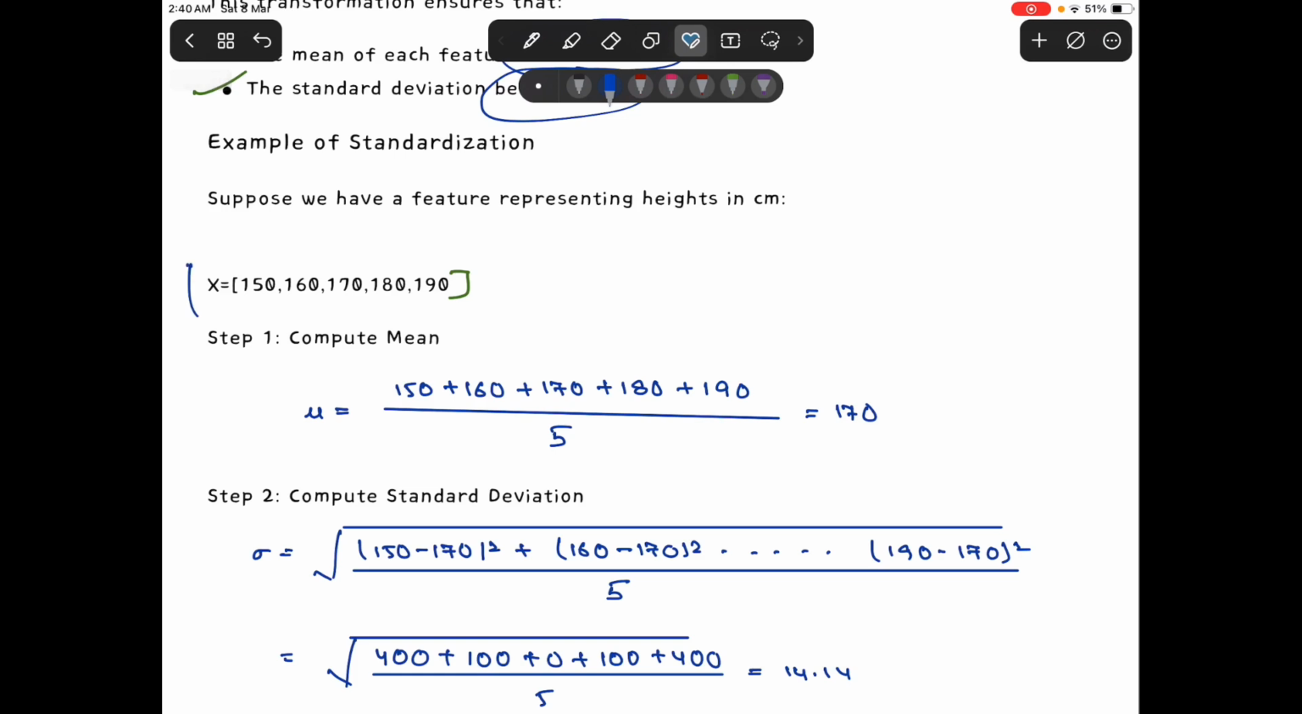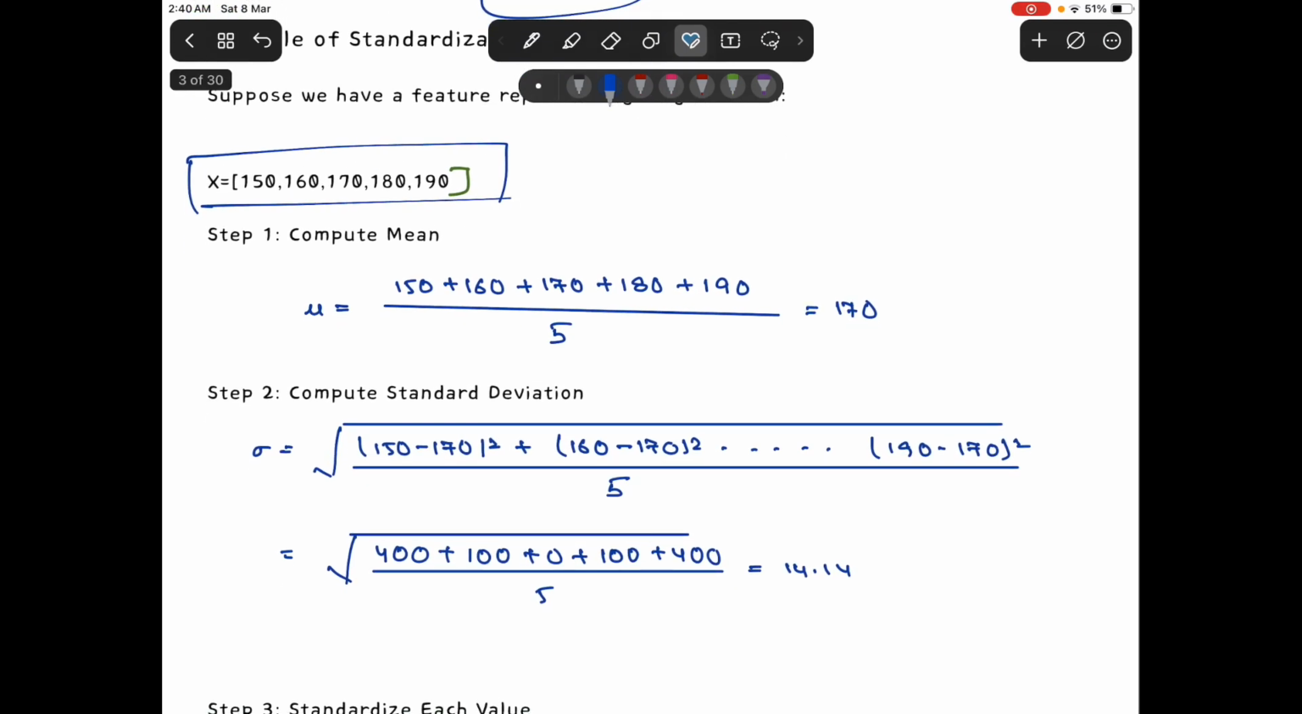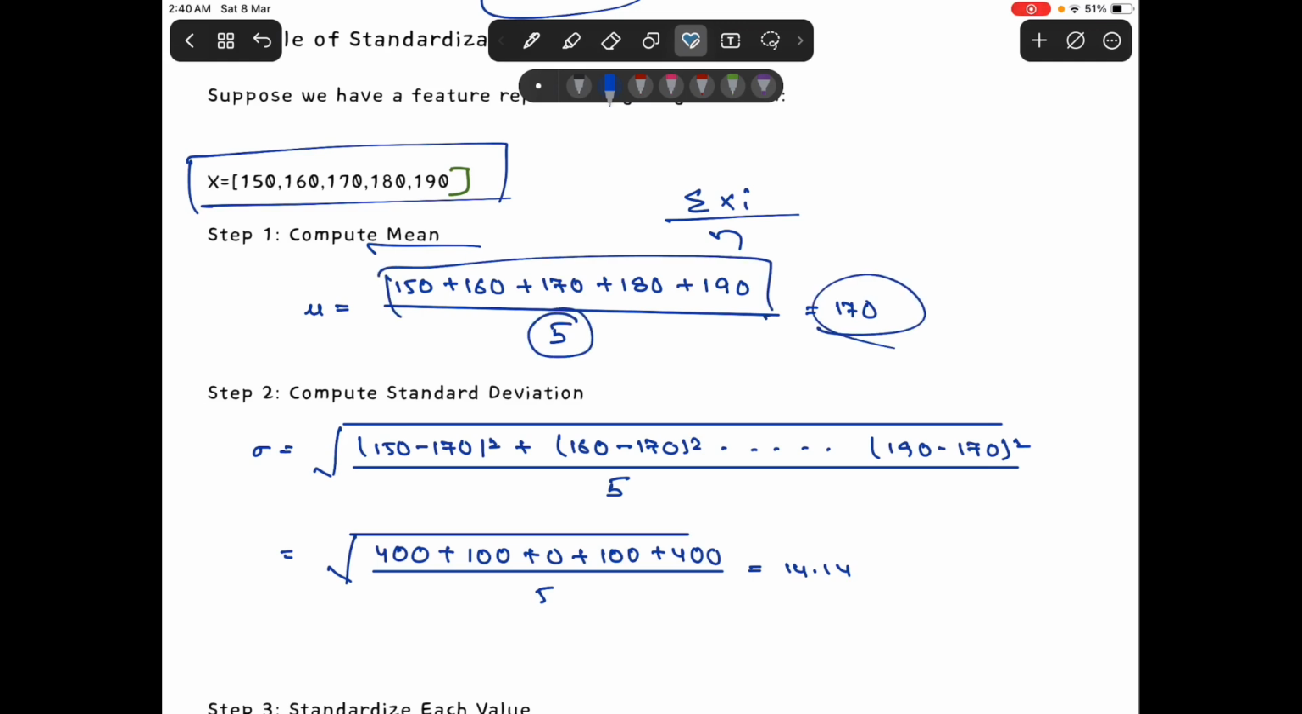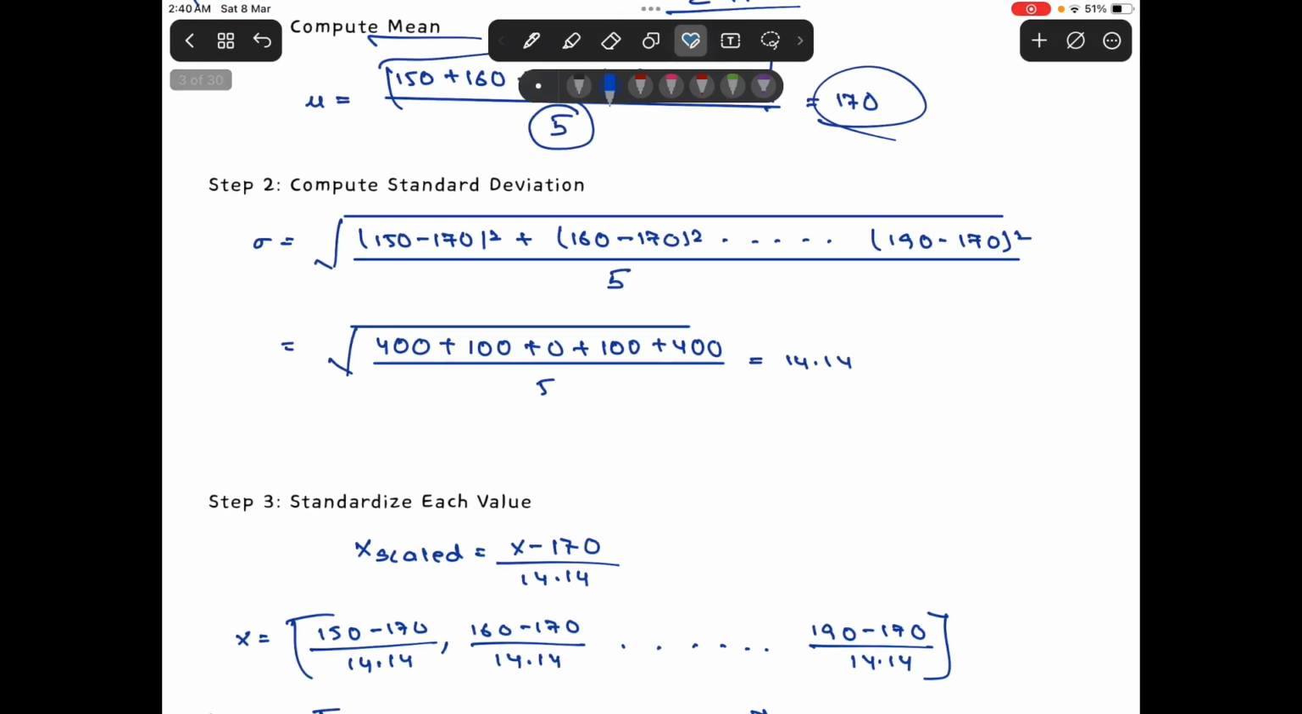If we have data points 150, 160, 170, 180, 190, we will first compute the mean value. Mean will be the sum of all the data points divided by the total number of data points. The total number of data points is 5, and this is the sum of all the data points. We got 170 as our mean. Then we will compute the variance or standard deviation. Variance is sigma square and standard deviation is sigma. So here we are computing the standard deviation.